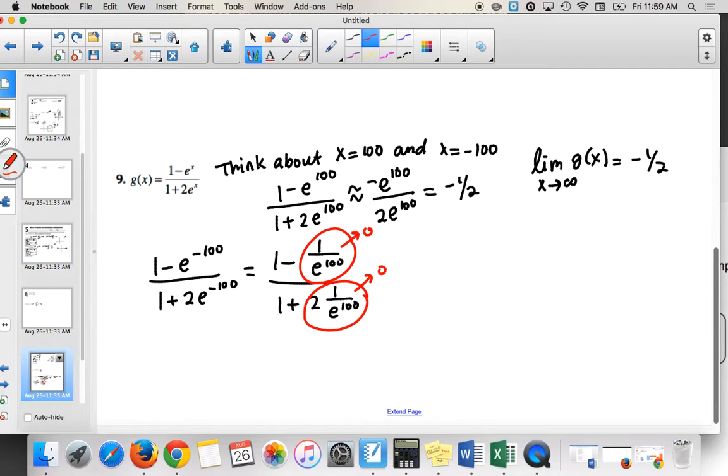Do you see what I'm saying? So what is this one close to? Not negative. It's close to 1, right? So that's going to be the limit for that one. So the limit as x goes to negative infinity of g of x is equal to negative 1.